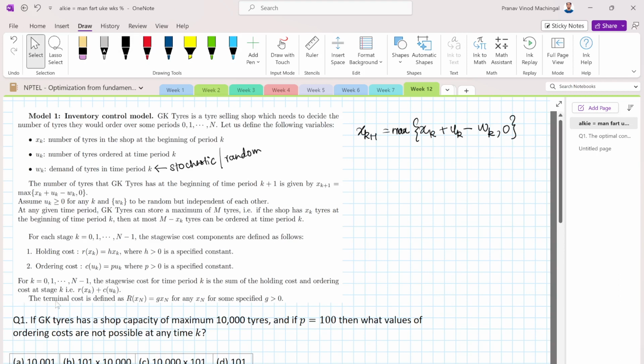And then you have a terminal cost, which is defined as capital R of xN, equal to g of xN. So this is like at the end of your N periods, whatever stock is left, that is xN. At the last time period, whatever stock you have left, you have a cost on that, r of xN.